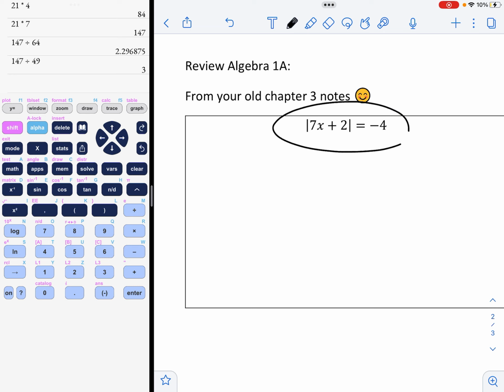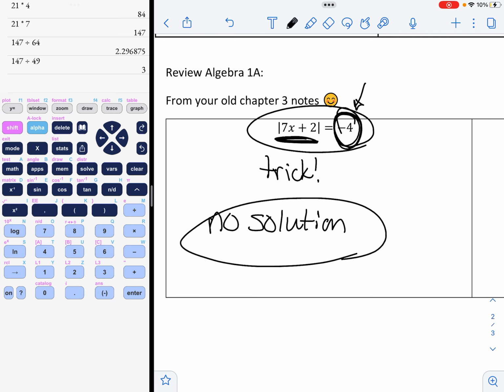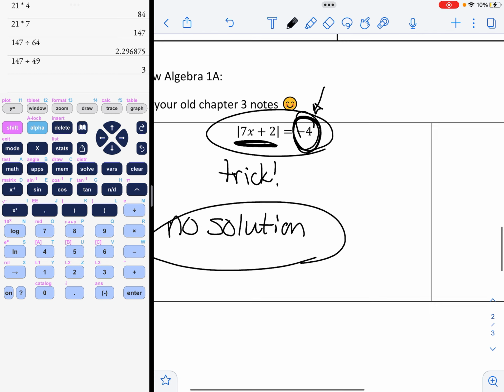All right, guys. So this one I put on here because this one has a huge trick to it. As you know, the absolute value of any number is just the positive of that number. So how is this one tricky? Because it equals a -4, there's absolutely no way we can solve this. Because the absolute value of nothing can equal -4. So if it equals a negative constant over there, it's no solution. All right, so that was the trick.